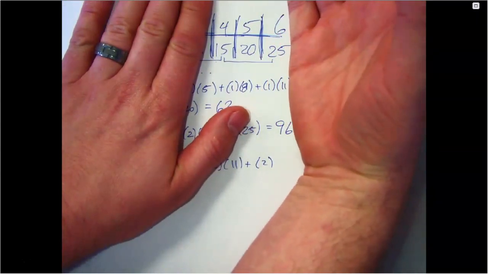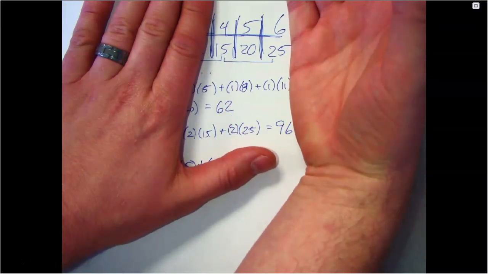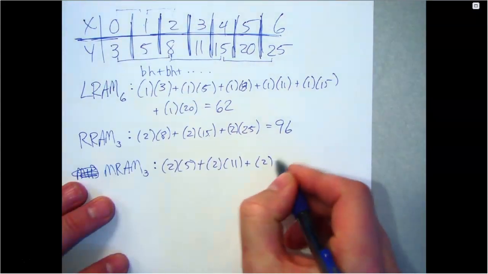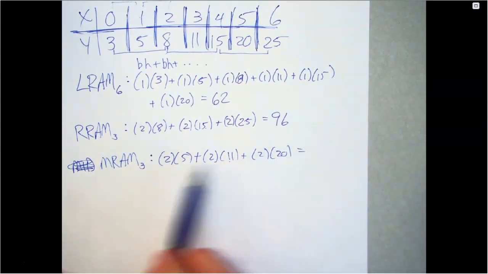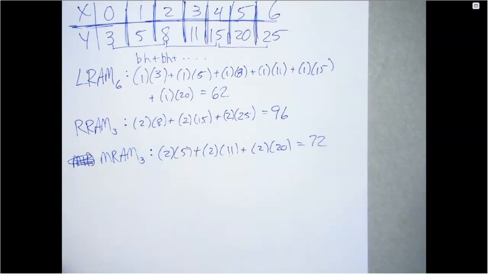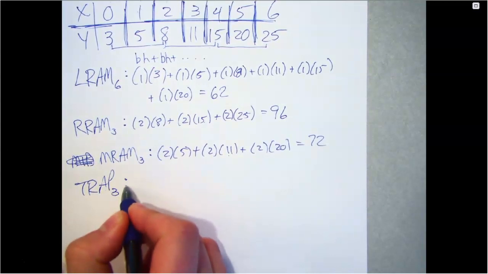What's the base? 2. What's the X value midpoint? What's the Y value midpoint? There you go. Alright, 20, 31, 36, double it, so it's 72. I want you to find trap 3.